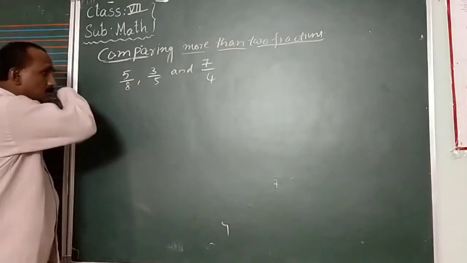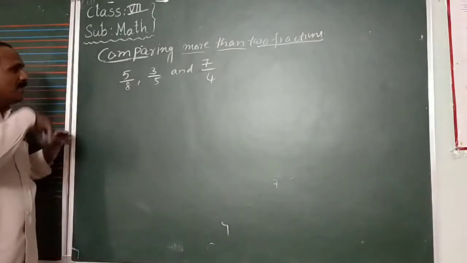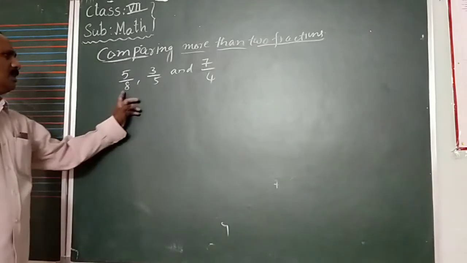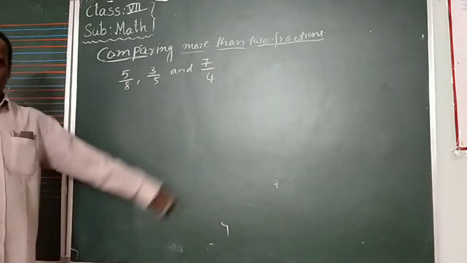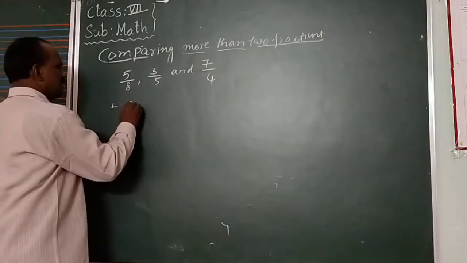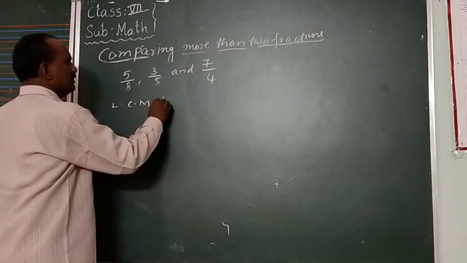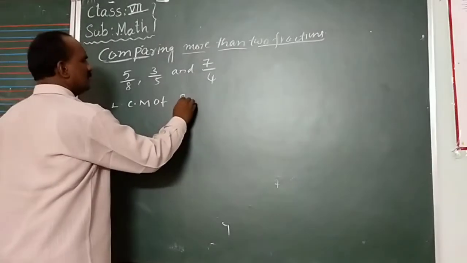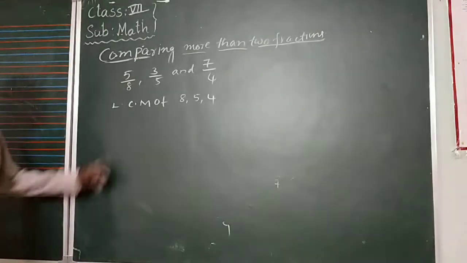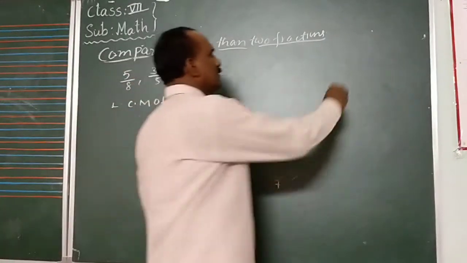When comparing more than two fractions, what do you have to do? First step, take the LCM of all the denominators. First, the LCM of 8, 5, 4. What is the LCM of 8, 5, 4?